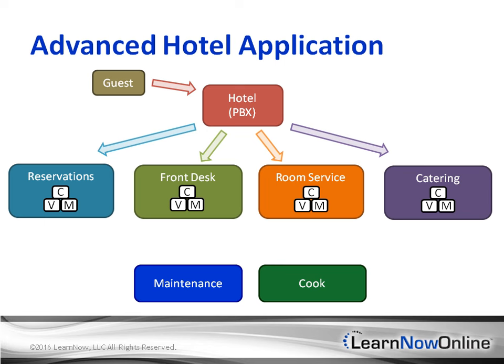Sometimes the department can't complete the task by themselves. They need to rely on other services. The front desk may need to call maintenance to help out with a room request. Room service or catering may need to rely on a cook to fulfill the order that they've received. But each of the departments has its own process and its own MVC running side by side.